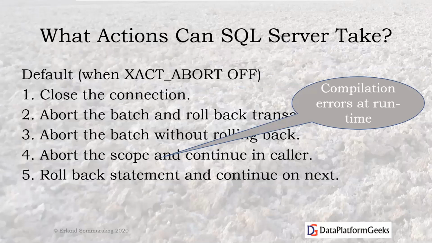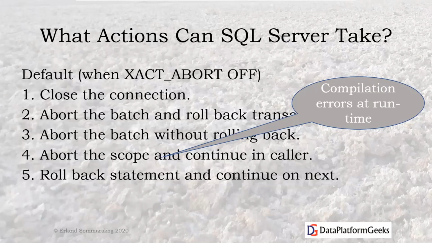This group, number 4, aborting the scope and continuing in the caller, is actually quite well defined. This is always compilation errors at runtime. Now, this sounds a little funny. How can there be compilation errors at runtime? But SQL Server has this feature, or misfeature, I like to call it because I don't like it, deferred name resolution, which means that when you create a procedure and it refers to a non-existing table, SQL Server does not say anything about it at that time. And also, when you start the procedure and it compiles a plan, it still stays silent. It's not until it reaches the statement that this happens.